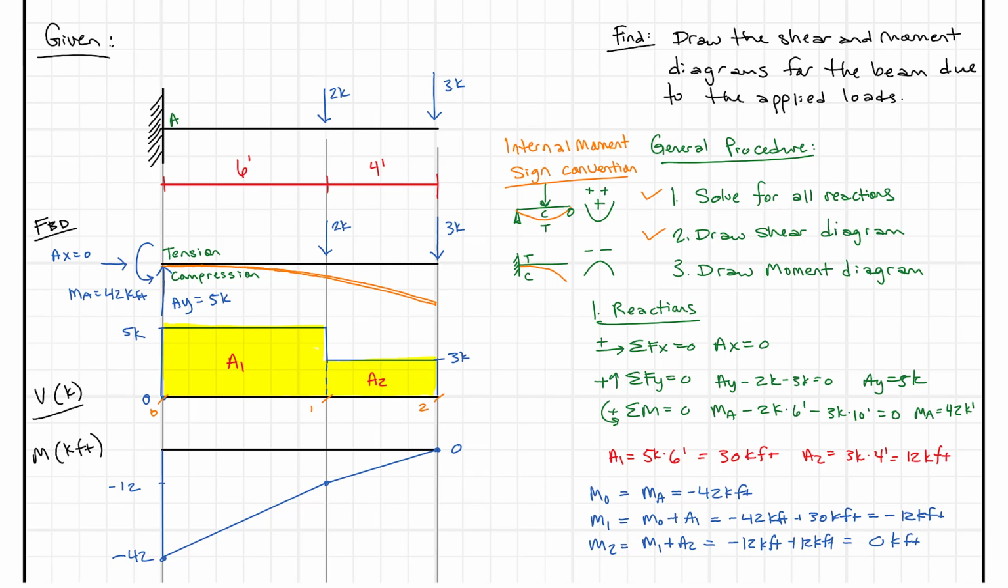And once we draw the line in, we can come back and shade this in because we are good to go. This is our moment diagram, and we solved it. Nailed it, and we're good.